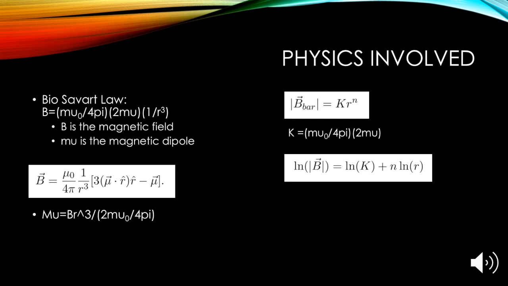There is also the known relationship that the magnitude of magnetic field of a bar magnet is equal to k multiplied by the distance to the n power, where k is equal to mu naught over 4 pi multiplied by 2 mu, and n is the distance dependence for the equation. We can manipulate this and take the natural log of the magnitude of B, which is equal to the natural log of k plus the distance dependence times the natural log of r.